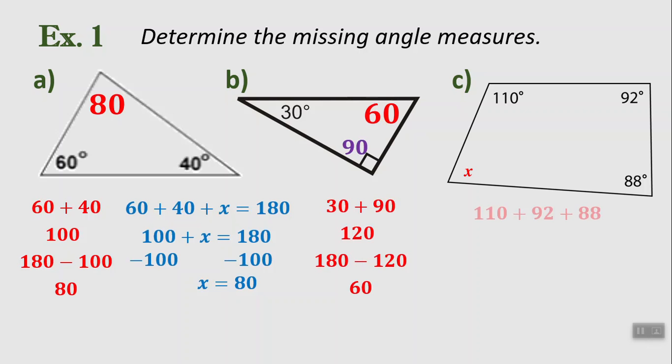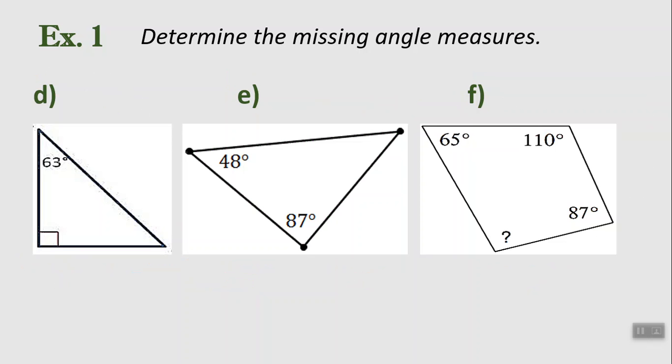In the last case, we've got a slightly different situation because it's a quadrilateral. So instead of subtracting from 180, we know we have to subtract from 360. So in this case, our missing angle measure is 70. Go ahead and try the next three on your own, and then come back and see how you did. All right, here are the answers.